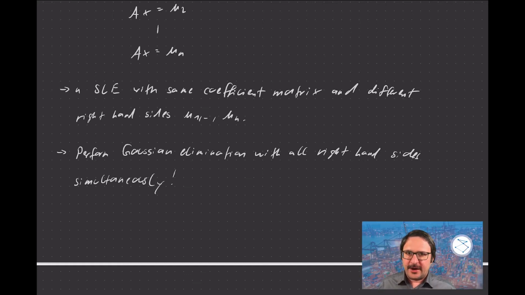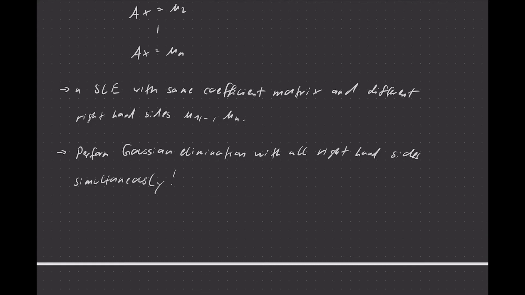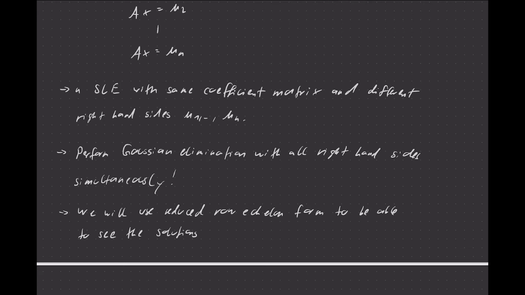And if we carry that as far as the reduced echelon form, which we normally don't do, but if we do that in this context here, then it's very easy to read off the solution in the end. So that's why we're going to do this now. It's worth the trouble because we're solving n systems at the same time. So we will use reduced row echelon form to be able to see the solutions easily.